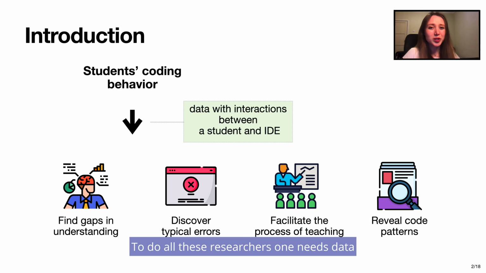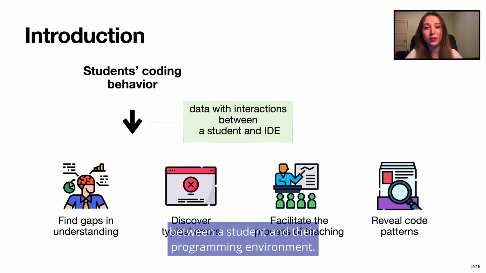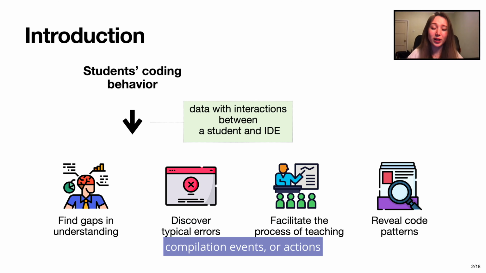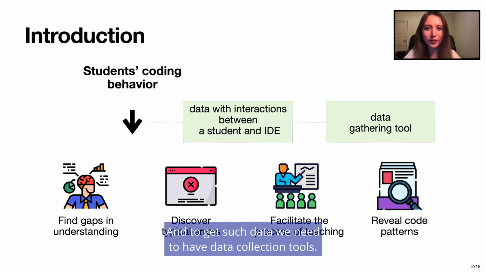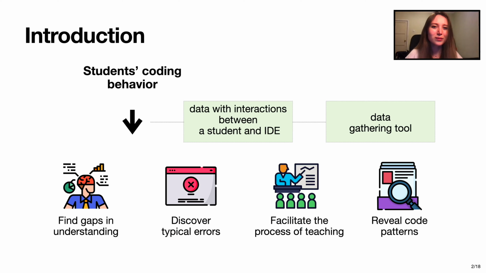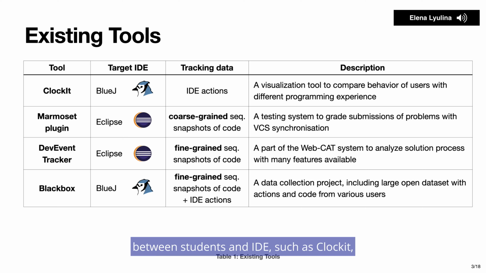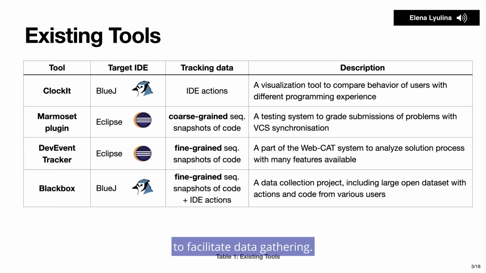To do all these researches, one needs data containing interaction between a student and their programming environment. Such data may include sequential code snapshots, compilation events, or actions performed in the integrated development environment. And to get such data, we need to have data collection tools. There are tools suitable for collecting data of interaction between students and IDE, such as CLion, Marmoset, DefEvent, or Blackbox. Usually, they are implemented as plugins for IDEs and tend to have client-server architecture to facilitate data gathering.